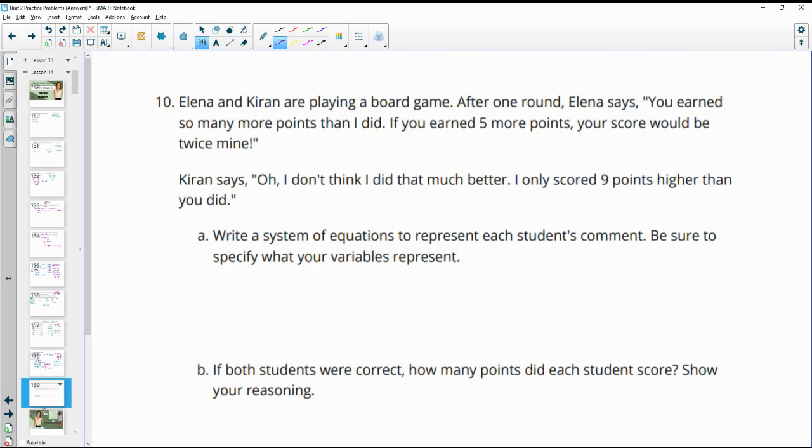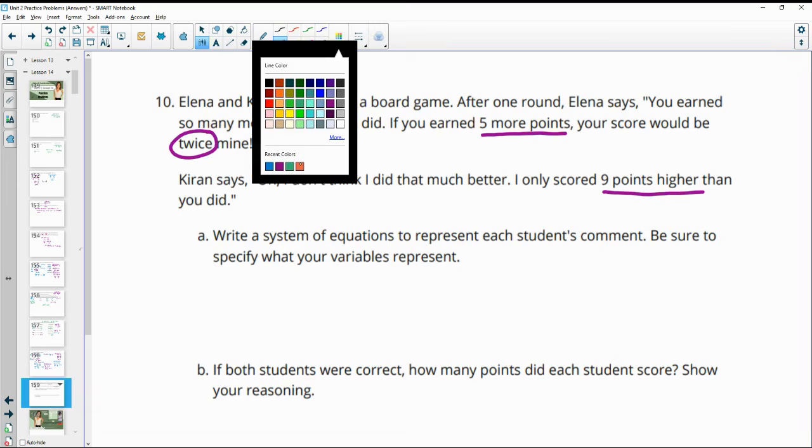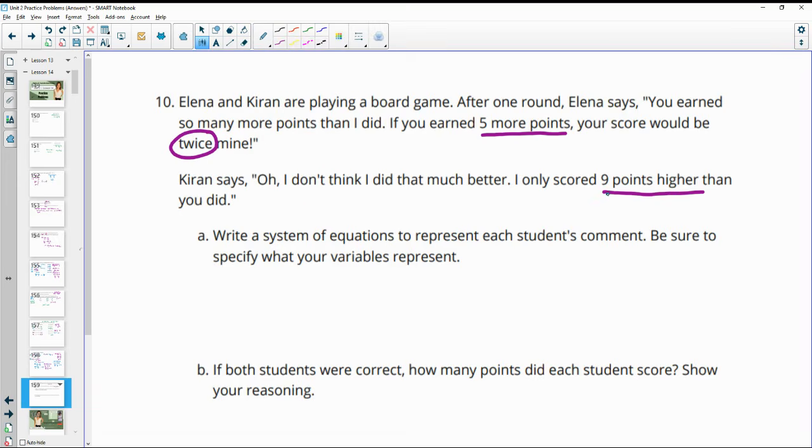Number 10, Elena and Kieran are playing a board game. After one round, Elena says, "You earned so many more points than I did. If you earned 5 more points, your score would be twice mine." Kieran says, "Oh, I don't think I did that much better. I only scored 9 points higher than you." Write a system of equations to represent this. So we've got 2 different things that they said. Let's take a look at the way that Elena said it.